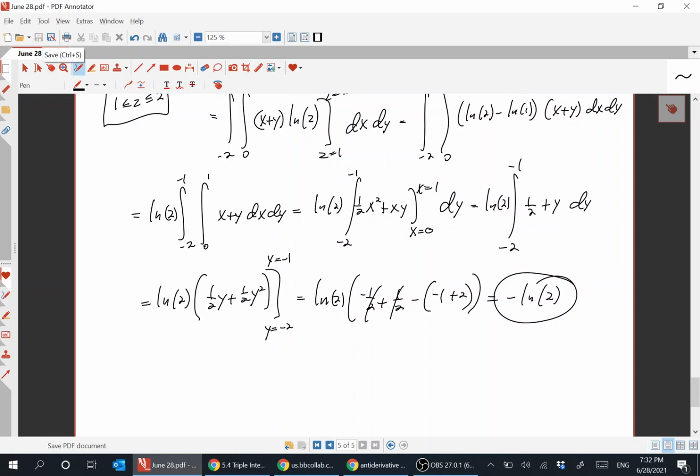I think that problem is only interesting in how the antiderivatives worked, because you have that z on the bottom there, you actually got to bring in the natural log antiderivative.